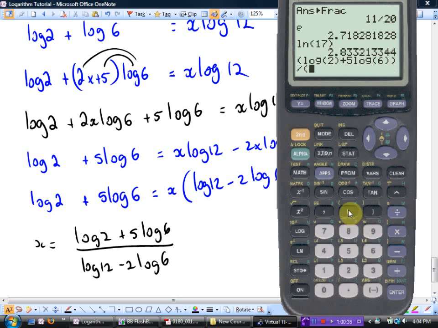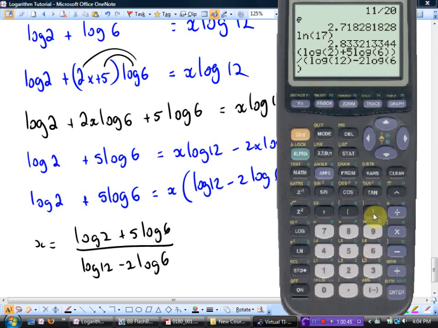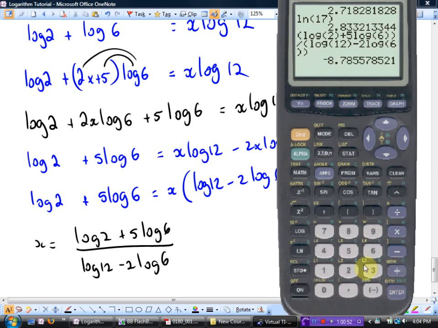Divided by, open bracket, log 12, close bracket, minus 2 log 6. Close bracket for the log, close bracket for the bottom fraction. And that there is the correct answer, negative 8.79, if we round it off to 2 decimal places properly.